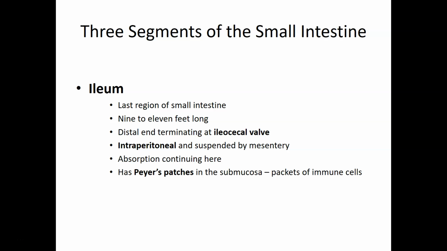One of the key distinguishing features of the ileum is embedded in the submucosal layer: what are called Peyer's patches. Peyer's patches are basically groups of immune system cells. Since the intestinal lining is a vulnerable point for pathogens to enter into the body, the Peyer's patches are positioned at a location to defend against those kinds of infections. So those are the three main segments and some of the features of those.